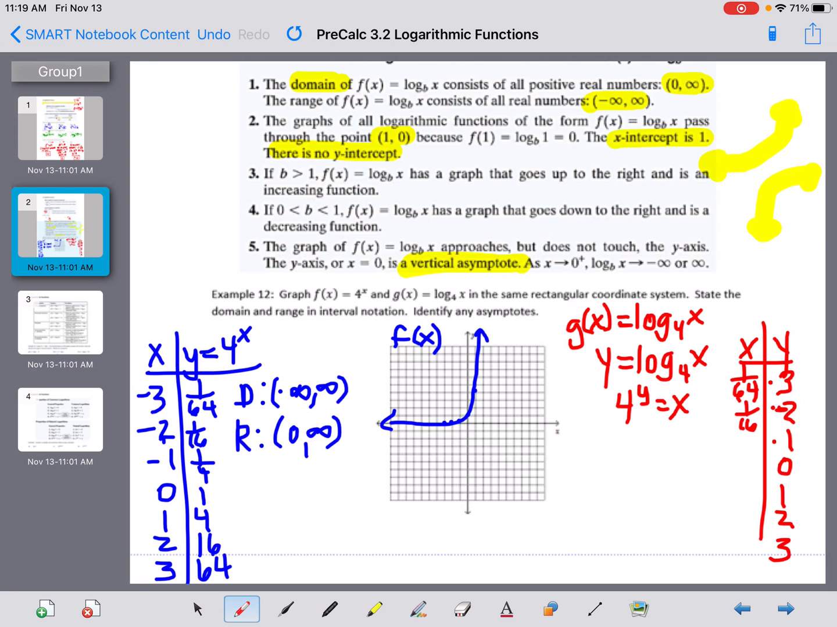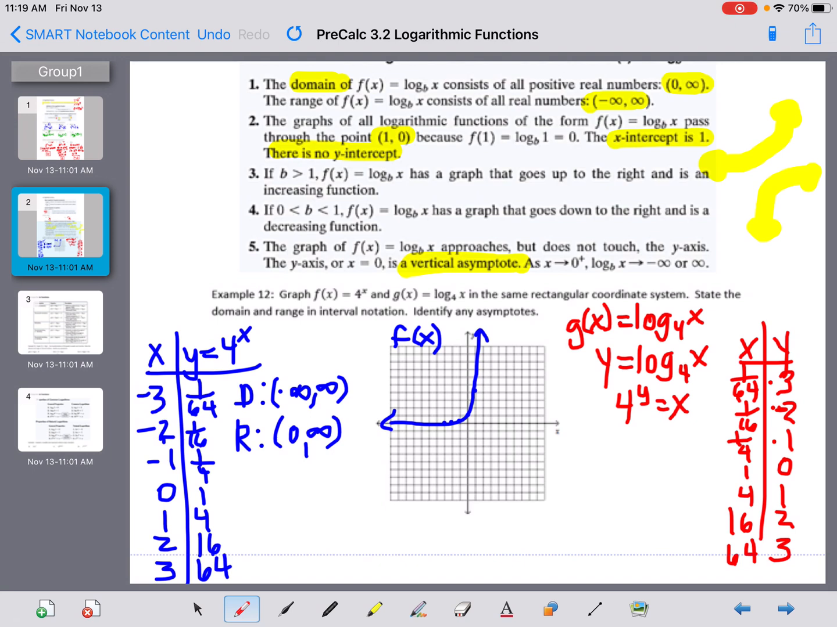I plug in the -1, 1 over 4 to the first power is just 1 over 4. I plug in 0. 4 to the 0 power is 1. 4 to the first power is 4. 4 to the second power is 16. 4 to the third power is 64. I have values I can graph. It didn't matter that I plugged them in for y and not for x. Now, I really want you to understand that process, because that's really how you should handle it if you're given it on a quiz or test. Turn it into exponential, make your XY chart, and you choose the y's and then figure out the x's.